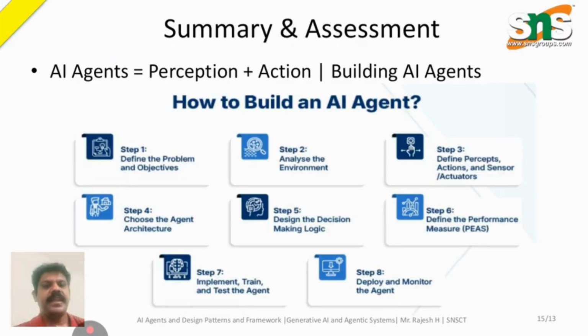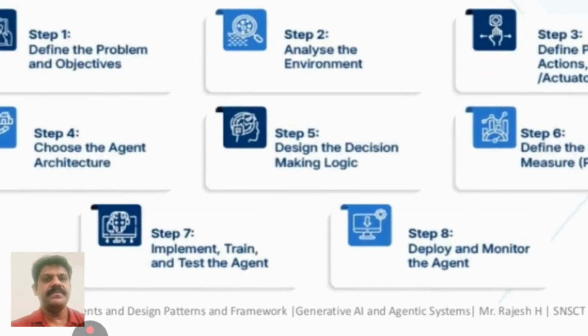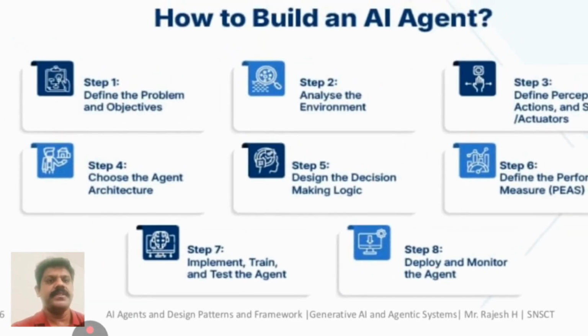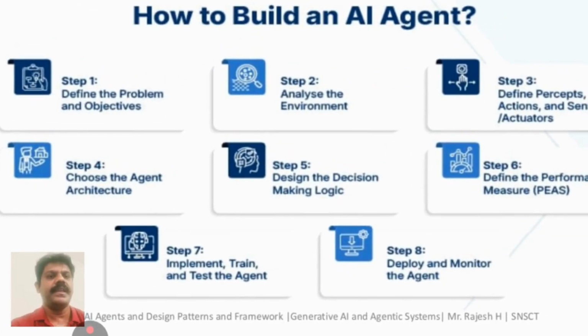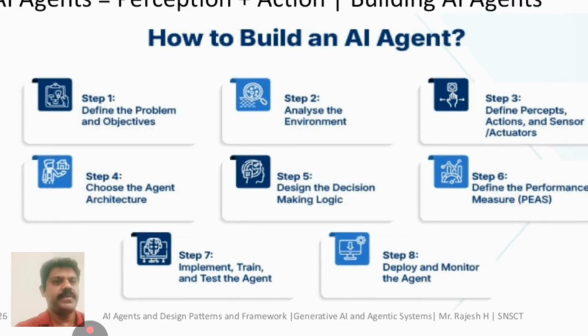So finally, the summary: how to build an AI agent. Here the steps are given very simply. Initially, define the problem first and clear the objectives. Then analyze the environment and the situational variables. Then define the perception level through reasoning and actions, with the support of sensors and actuators. And the fourth step, you have to choose which agent architecture is suitable for your problem.